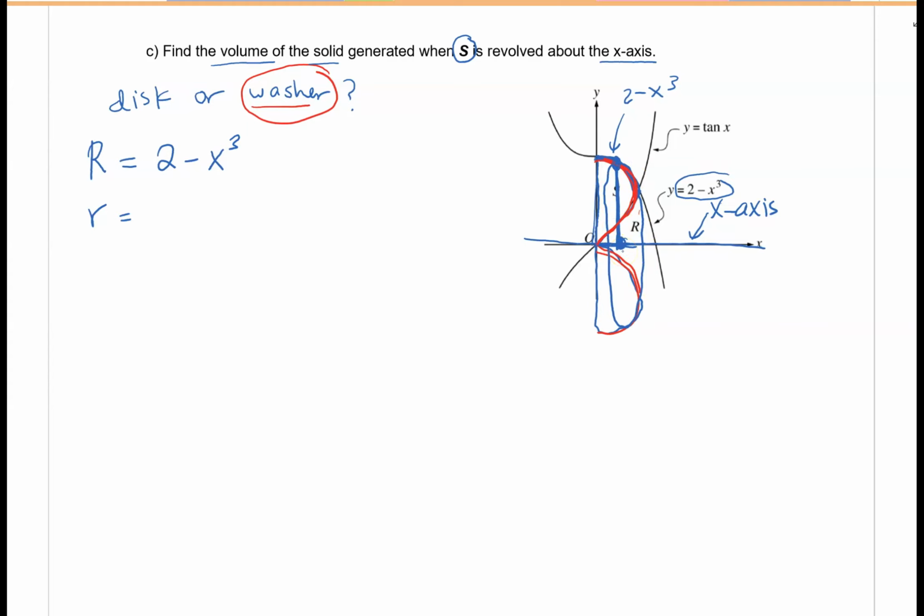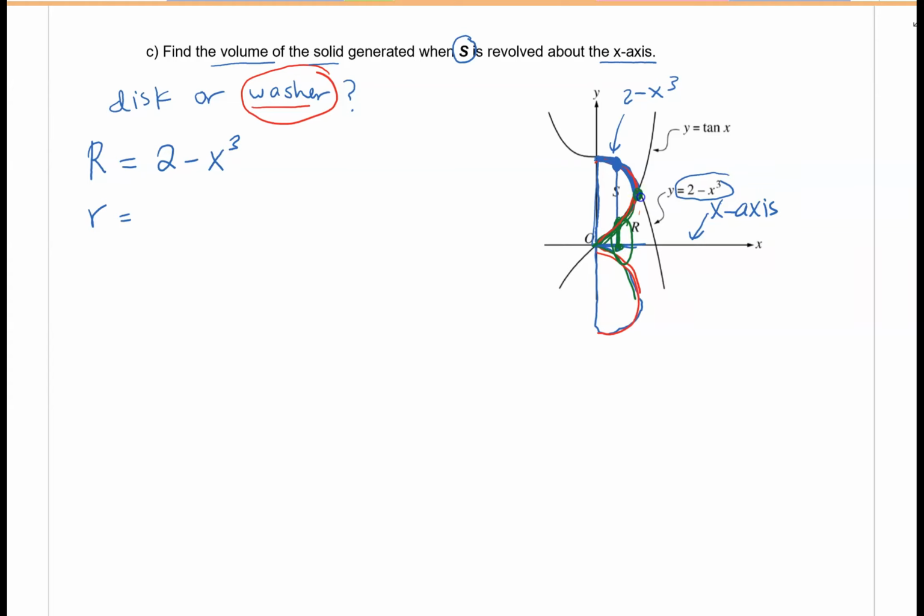Now the little radius is the distance from the boundary of the region that's closer to the axis of revolution. So it's kind of like the radius of the gap. When we revolve the region around, there's sort of this circular gap in there, and the little radius is sort of the radius of that gap.